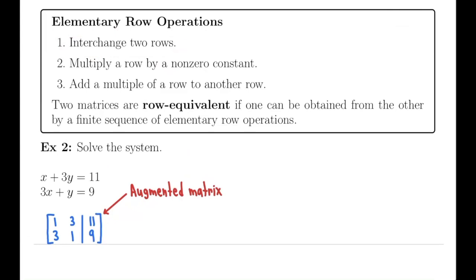Exactly. And you can multiply a row by a non-zero constant. Yeah, because they're just equations, right? So if you multiply a number to both sides of an equation, it doesn't fundamentally change anything. That's right. And lastly, you can add a multiple of a row to another row. And here's another vocab word, row equivalent. I used it earlier. Two matrices are row equivalent if one can be obtained from the other by a finite sequence of elementary row operations.